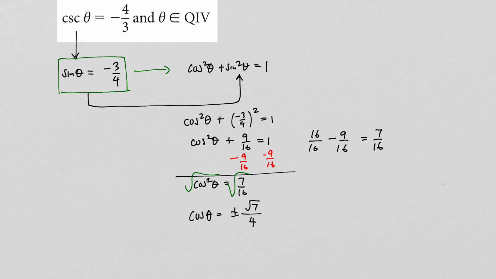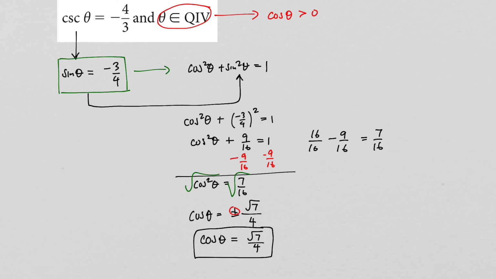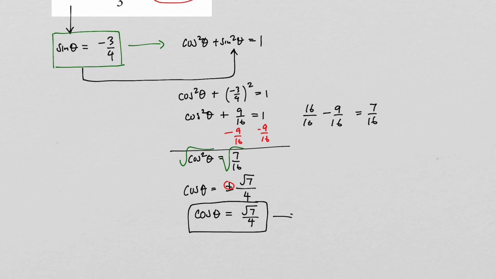But again, it's not plus or minus. We have to choose positive or negative, and we have to choose correctly. Theta, in this case, is in quadrant 4. Cosine in the 4th quadrant is positive. So we're going to select the positive sign here. So cosine of theta is equal to radical 7 over 4. All right, so now we have sine, we have cosine. Let's go ahead and get secant. Secant is the reciprocal of cosine, so that would just be 4 over radical 7.